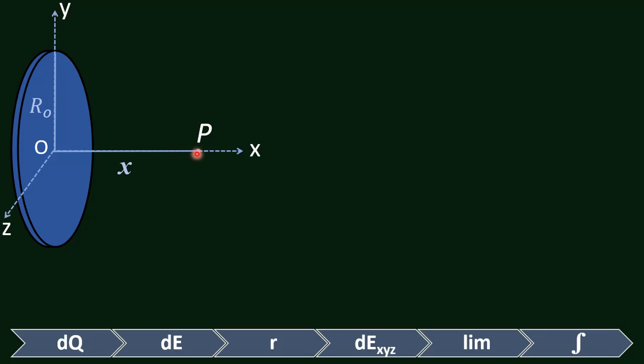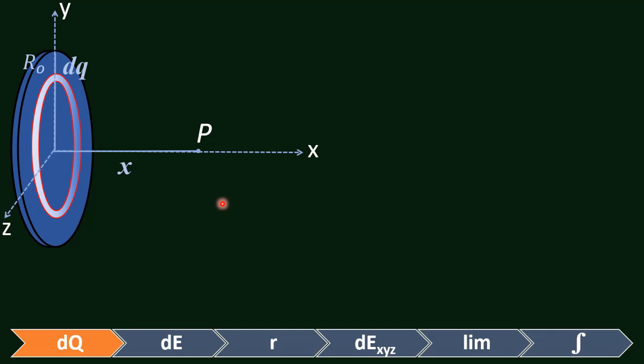Well, to define a dq, we can act smart and define dq as a ring on the surface of the disk. This is advantageous. Why? Because in the previous problem we calculated the electric field due to a ring charge, and we can use that as our dE in this problem. So let's get started by picking out this dq.